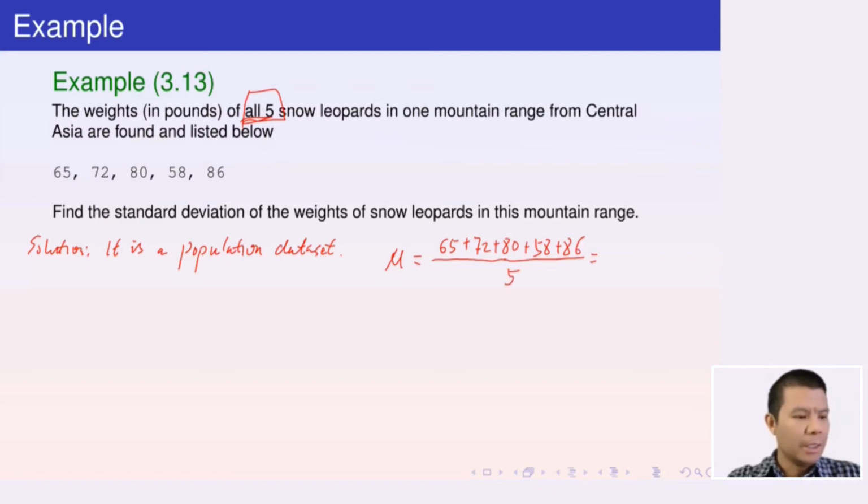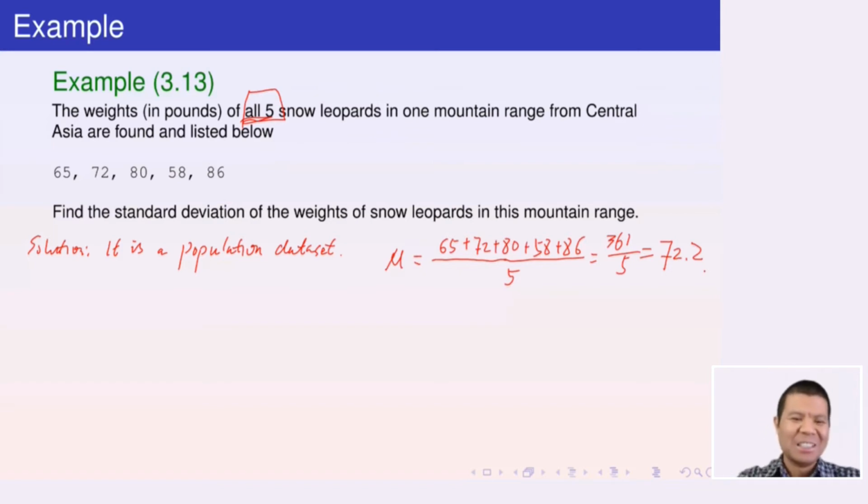Let's use the calculator to find this value. 65 plus 72 plus 80 plus 58 plus 86. We got this summation is 361, and then divided by 5, I got 72.2. This is the mean, right?